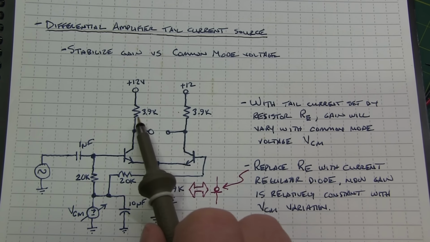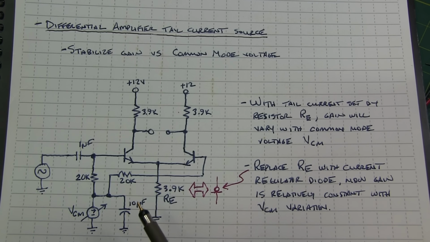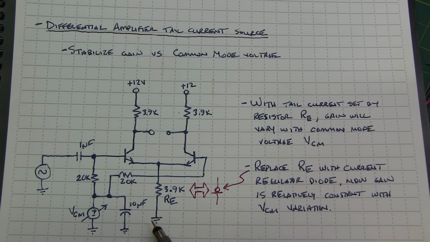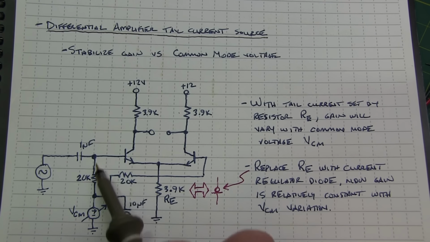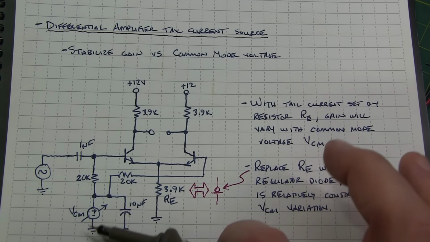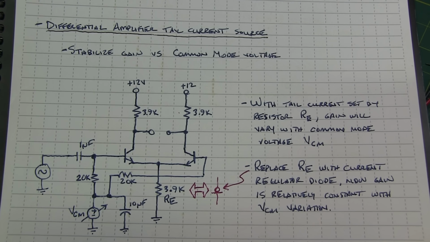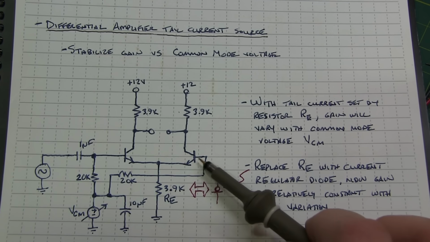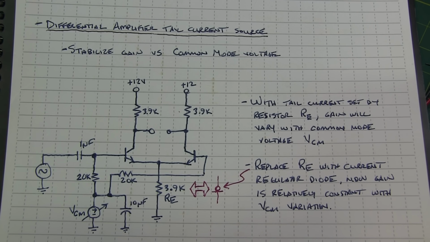The collectors are loaded with 3.9K resistors to 12 volt supply. Emitters directly connected. And then a resistor setting the tail current, another 3.9K resistor. Now both the bases are connected through 20K resistors to a variable voltage source that I'm going to use to adjust the common mode voltage up or down. And this 10 microfarad capacitor provides a good AC ground for both those signals.